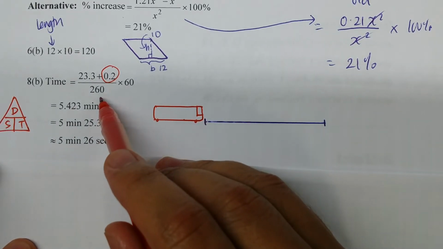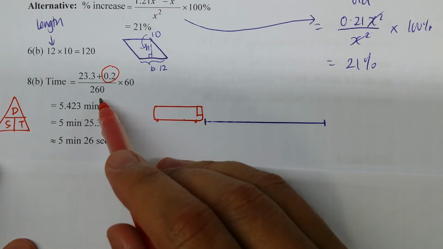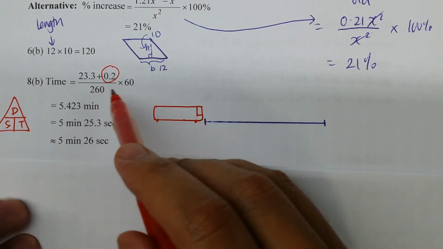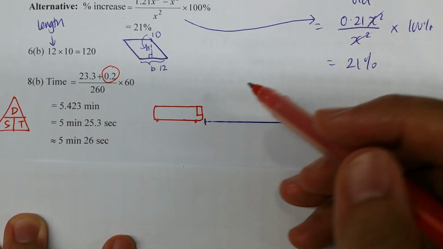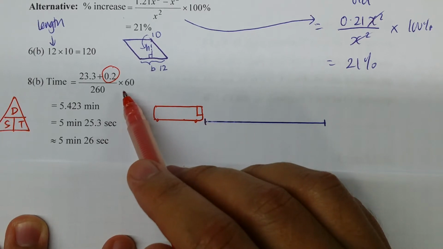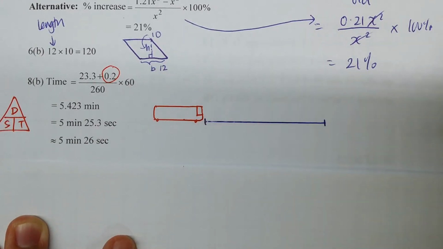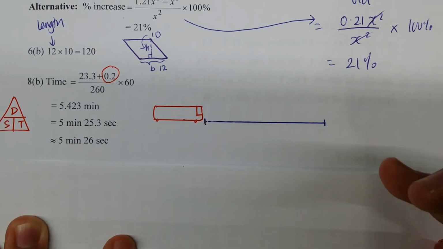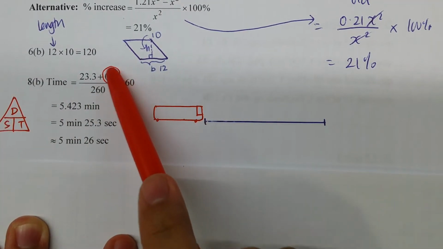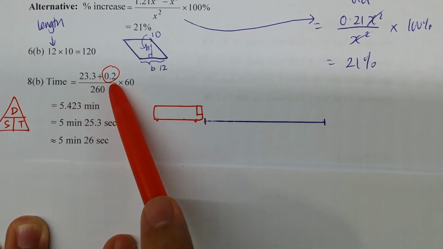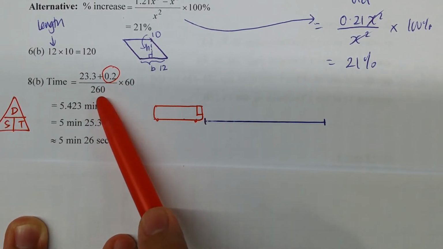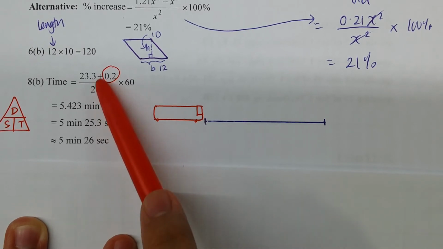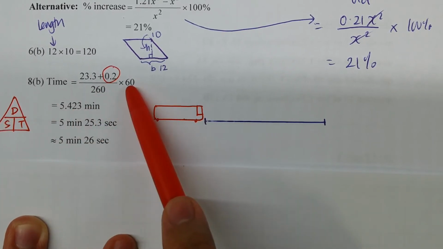Speed earlier on, we have 260 km per hour. So the top must be in terms of kilometers. Then after that, I must multiply by 60 because I want to convert into minutes. I repeat, how to understand this? The top, 23.3 plus 0.2, is the distance. The bottom is the speed. Distance over speed gives you time. Why do I multiply by 60? Because I want to convert to minutes.